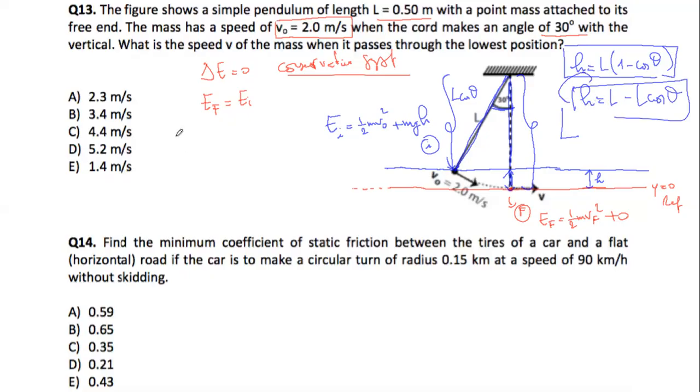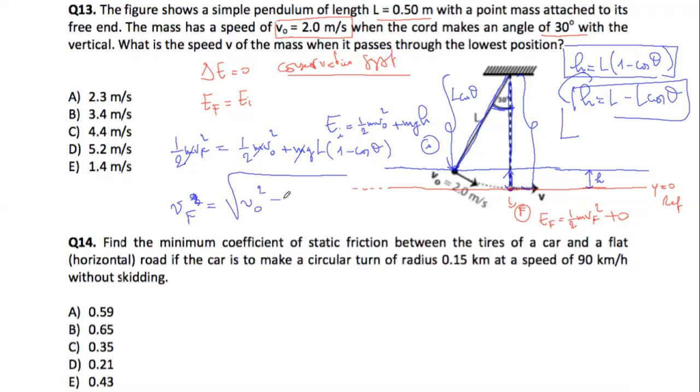So mechanical energy final, half m v final squared, is equal to mechanical energy initial, half m v initial squared, plus mgh, which is mgL (1 minus cosine theta). Here you can simplify by m. You see that it doesn't depend on the mass, and you can get your v final squared. But I want v final, so it will be the square root of v initial squared plus 2gL (1 minus cosine theta).